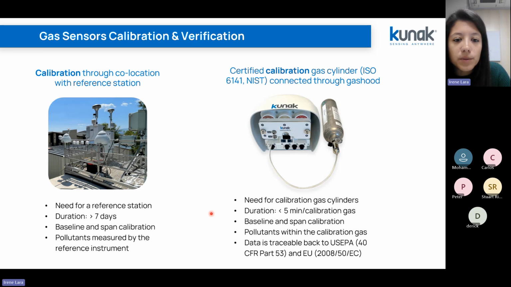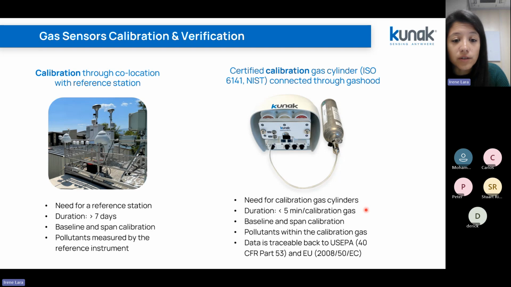The second option will be using a gas cylinder connected through the gas hood. The gas hood is this element that you can see here that allows to create a path for the gas to circulate over all the sensors, and allows to connect this cylinder of known concentration to the unit. For this method, we will need the calibration gas cylinders as well as the gas hood.